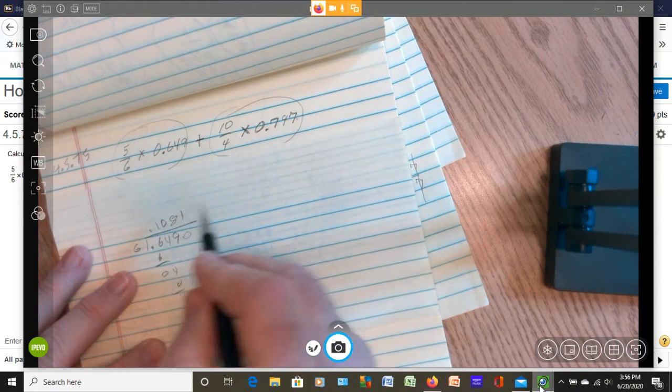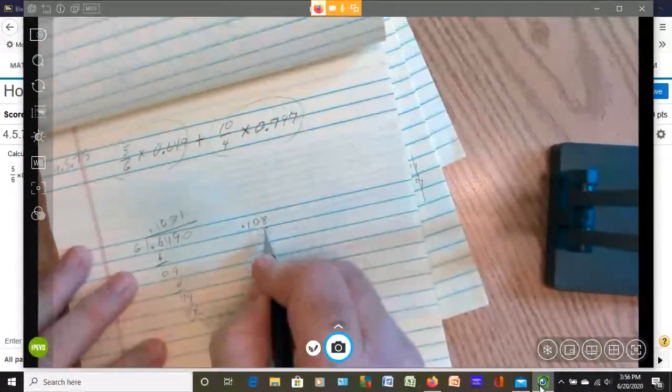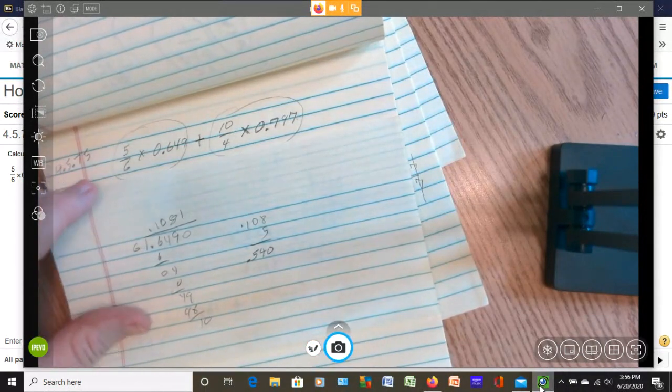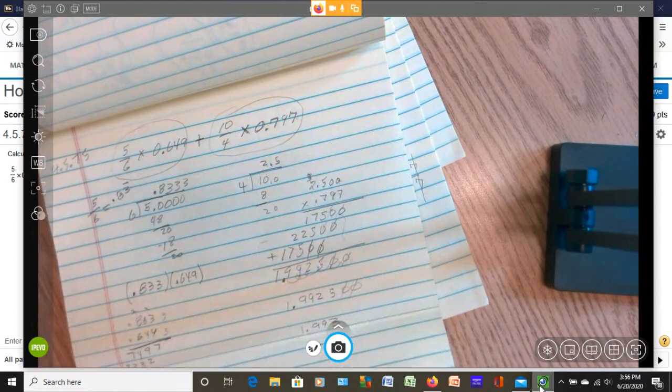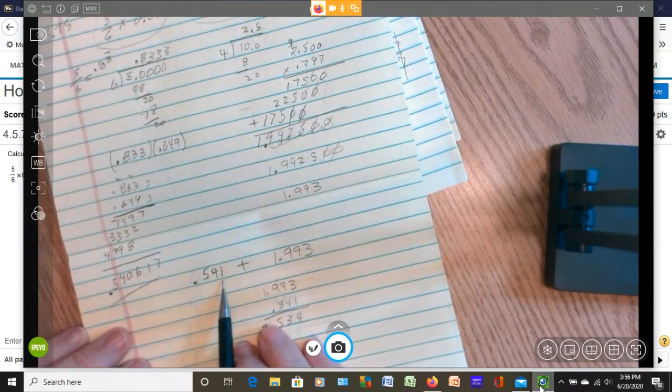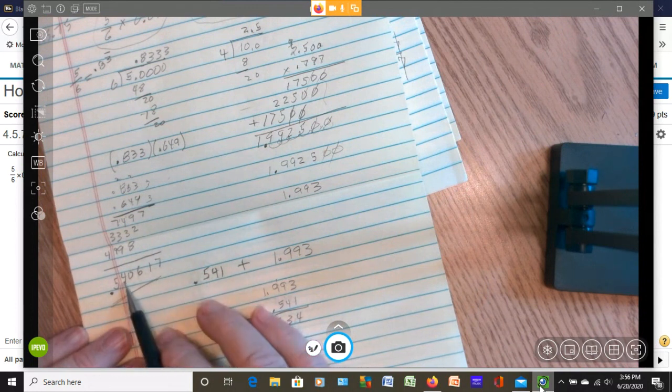Okay, so I'm going to round to the thousandth. So I'm going to call this 0.108 times 5, which is 0.540. All right, now how does that compare to what we had before? Do you see in the previous method, which I thought was a good method? I liked it. The result I got then was 0.540, and I rounded it to the thousandth there, and I got 0.541.